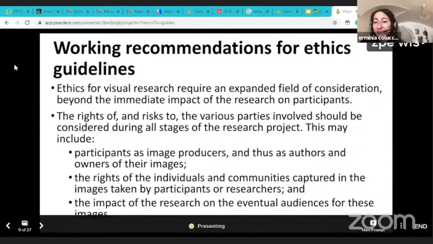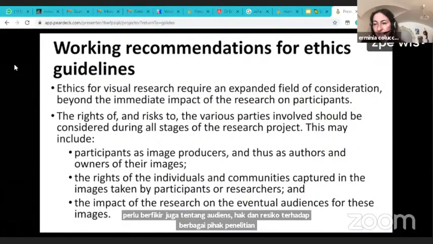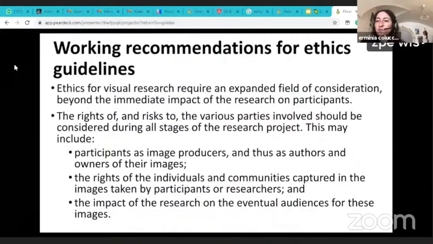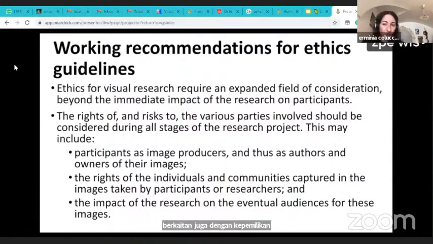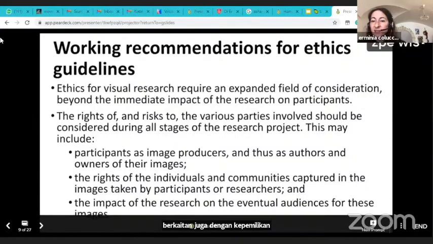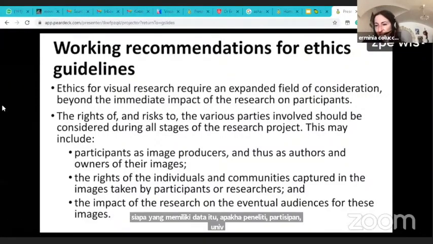And this may include the participant as producer of images. So as I said before, where participants themselves use video cameras or photo cameras to produce images. The issue around ownership is very important because in this context it's also about who actually has the copyright, so to speak, who is the owner of what is being produced: the participant, the researcher, the institution. Also the rights of the individuals and communities captured in the images taken by the participant or the researcher, but also the impact of the research on the audiences.